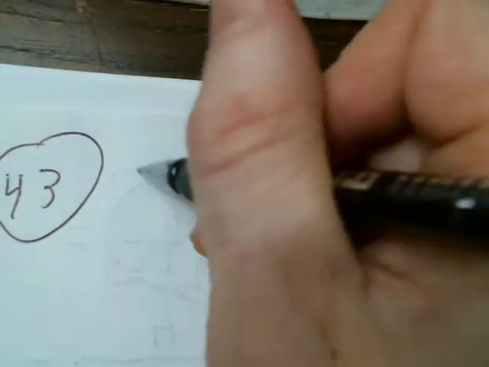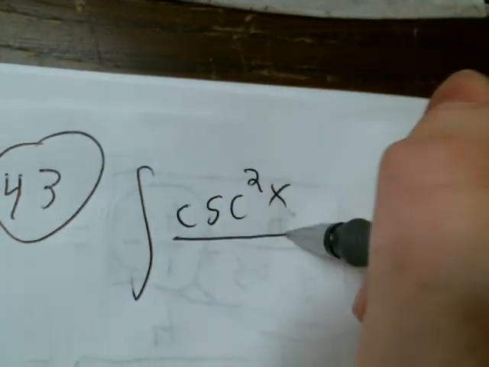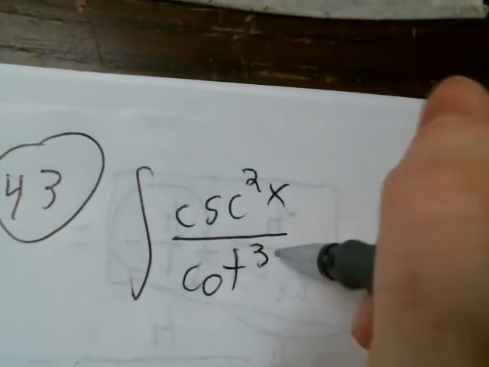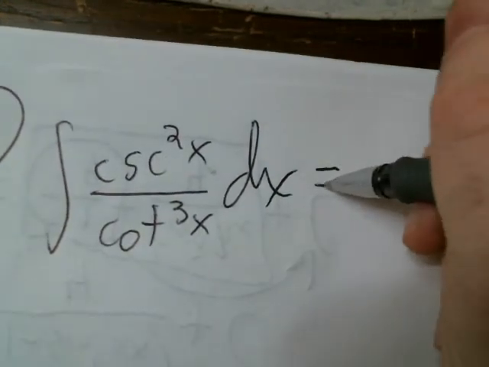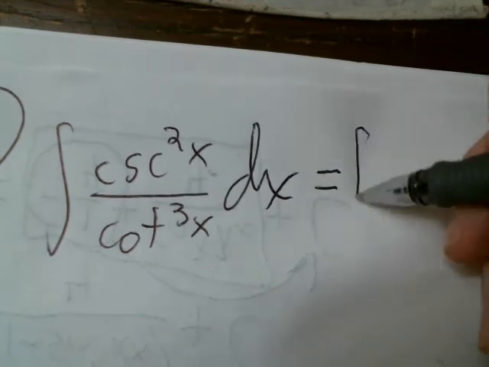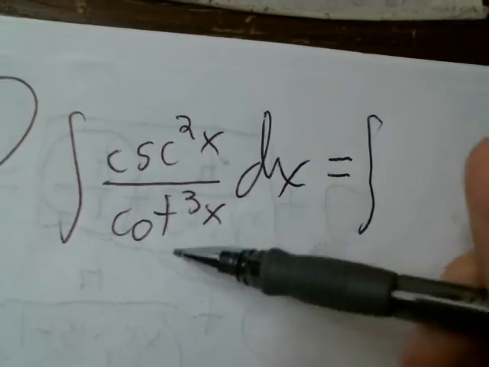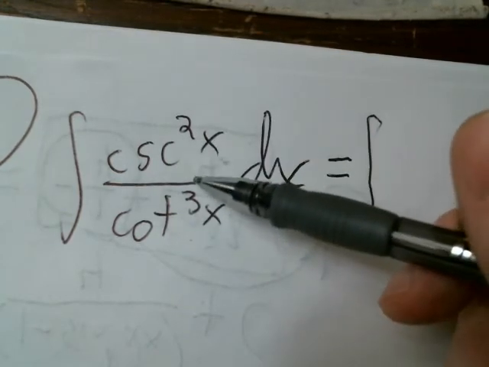Maybe this is some sort of trig issue, I'm not sure. So, cosecant squared x all over cotan cubed x dx. Okay, so what I like to do with these is just rewrite everything in terms of sines and cosines and hope stuff works out for the best. But if you do see a derivative of the function in here, you can do that as well. You can simplify that way.